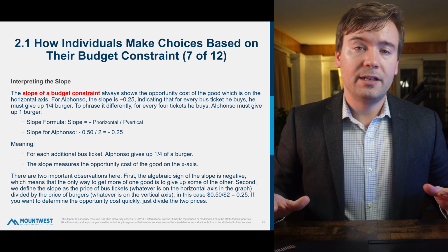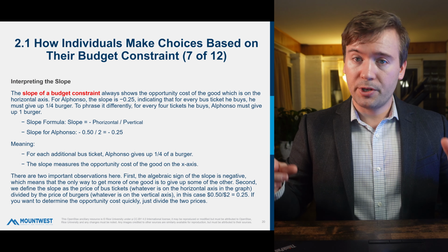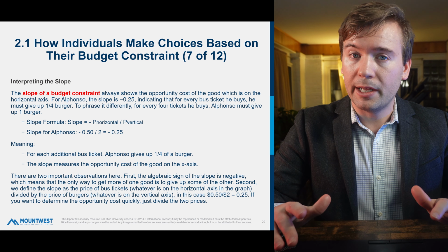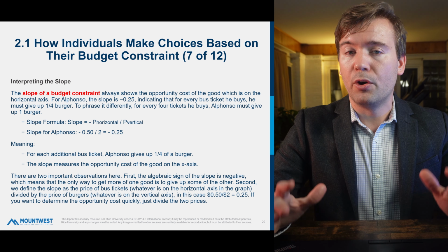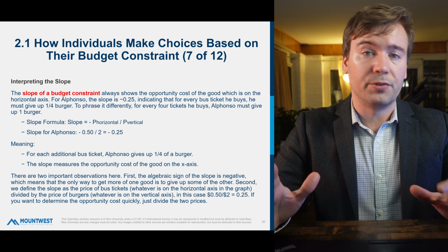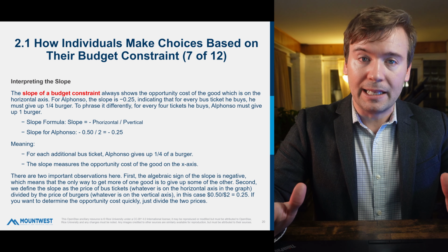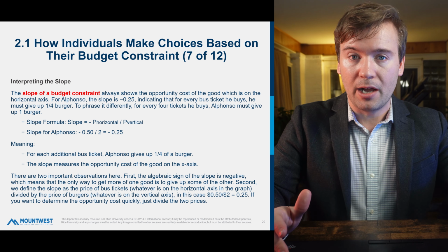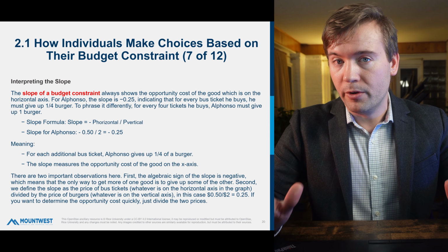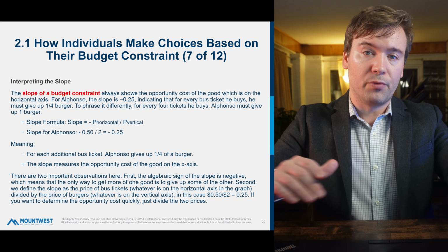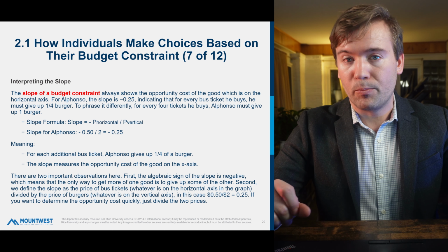All right, so then the slope. When we want to interpret the slope of a budget constraint, it always shows the opportunity cost of the good on the horizontal axis. So for Alfonso, the slope is negative 0.25, meaning that for every bus ticket that he buys, he has to give up 1/4, 0.25 of a burger. To put it another way, for every 4 bus tickets he buys, he gives up 1 burger.